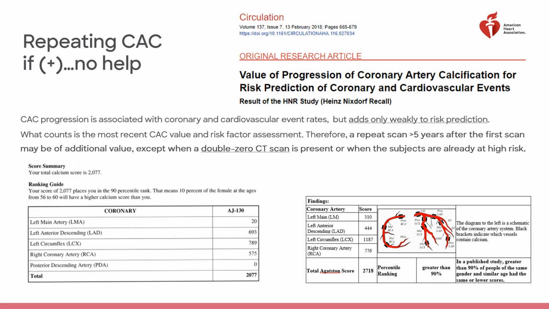Here's an example. Somebody who came in at time 0, their score was over 2,000, and then several years later it was 2,700. But again, they were high risk to begin with. They're high risk several years later, and it doesn't change the equation.